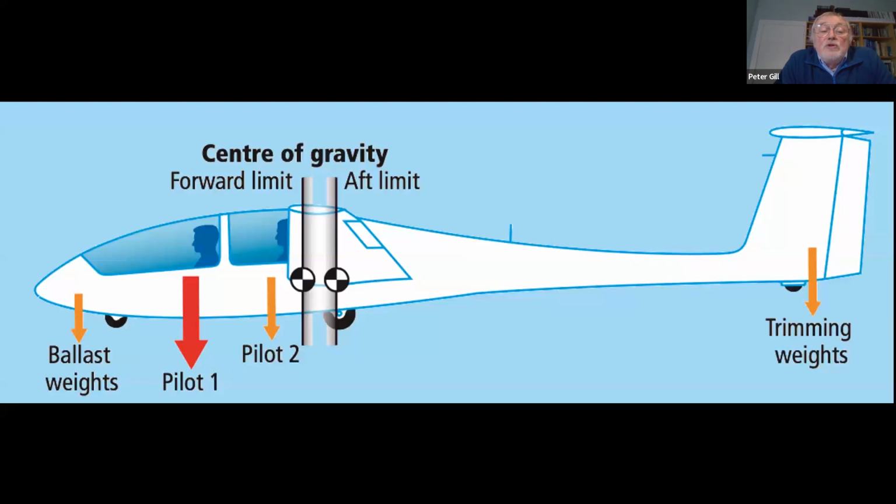The further forward the limit is, the more the tailplane's got to do to keep the nose up. And then expressing it very crudely here, but the load on the tailplane will increase. The further aft the centre of gravity is, the less will be the load on the tailplane, but the less stable the aircraft will be.